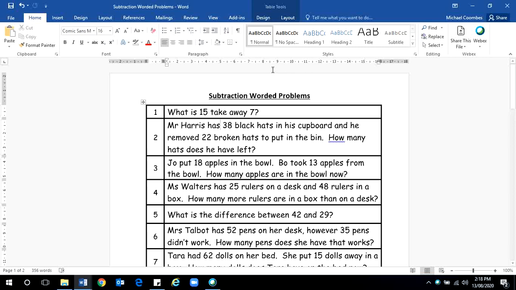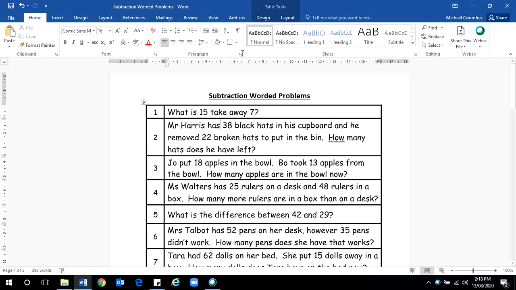And then since remote learning, we've also looked at vertical subtraction with renaming and without renaming. We're going to look at worded problems for our last session. And these problems all involve subtraction, but there's some language in there that's quite often, when we get to answering these types of questions, we're not sure whether we add or subtract.